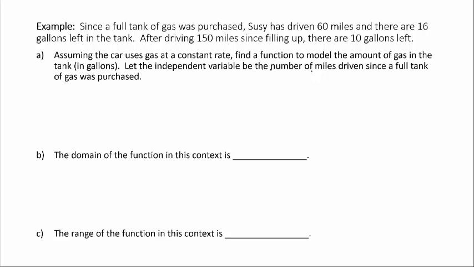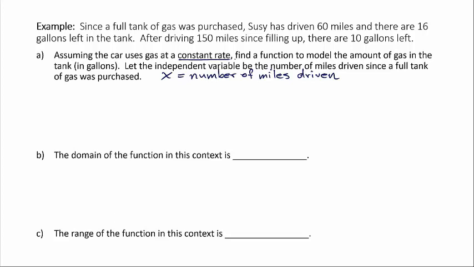Okay, so the independent variable, that's what the input is going to be into the function. So when it says let the independent variable be the number of miles driven since a full tank of gas was purchased, I'm going to take note of that right off the bat, and I'm going to say x, my input variable, is the number of miles driven. Okay, and it's saying that the car uses gas at a constant rate, so that's what tells me it's going to be a linear function.